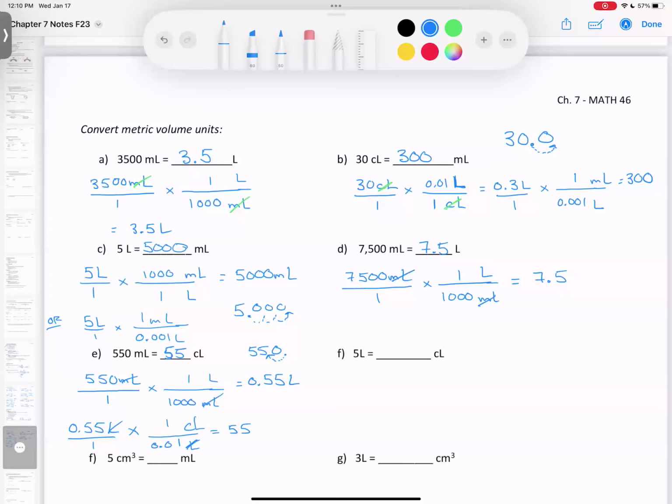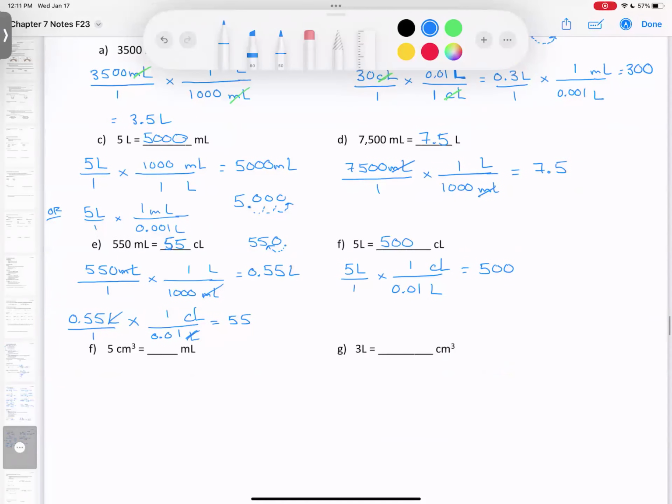Okay, next one. We have 5 liters. We want to convert that to centiliters. So I'm going to multiply by a conversion factor that gets rid of my liters and leaves me with centiliters. And there's 1 centiliter for every 0.01 liters. So if we do that multiplication, we've got 5 times 1 gives us 5, divided by 0.01 on the bottom gives us 500. So our answer here would be 500 centiliters. Okay, and if you want to do that using the staircase, we would be starting at liters. We're moving 2 over to the right, which means our decimal moves 2 over to the right.